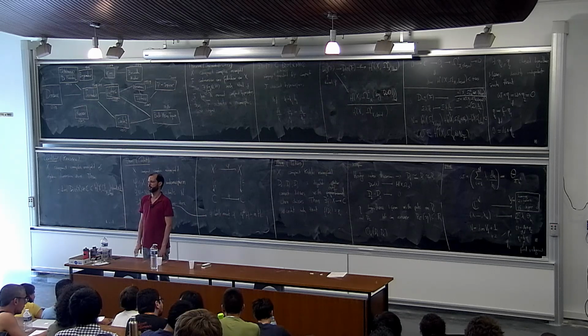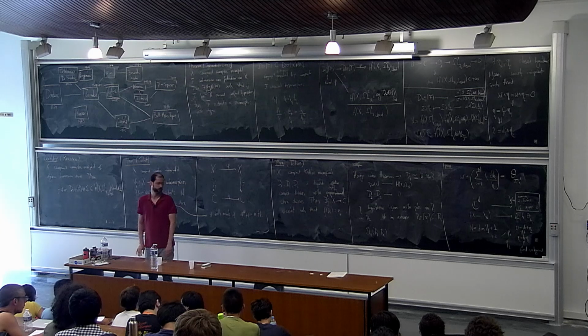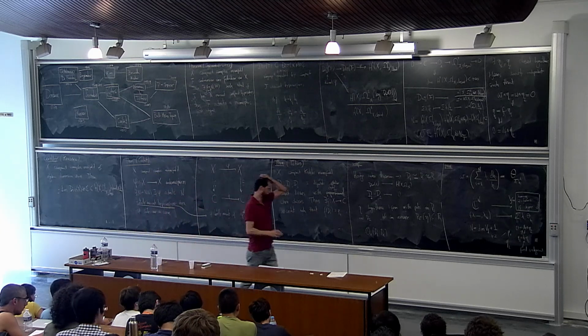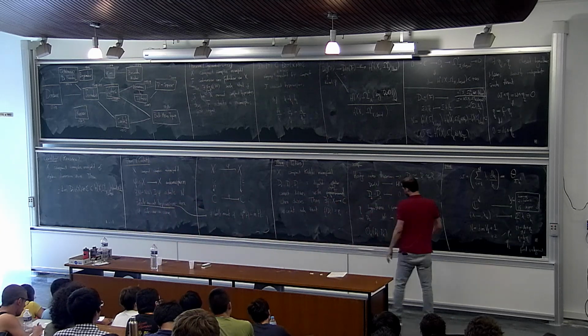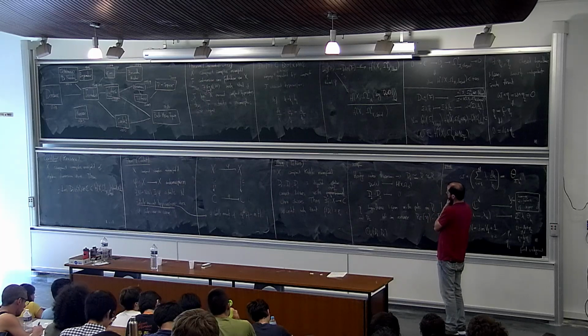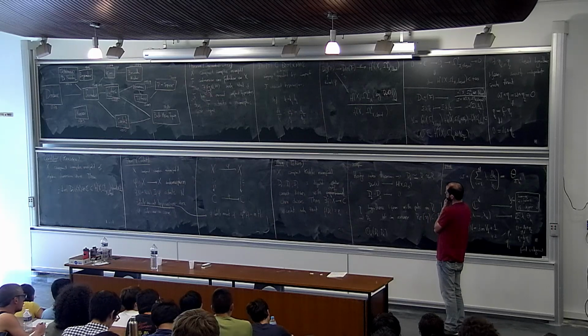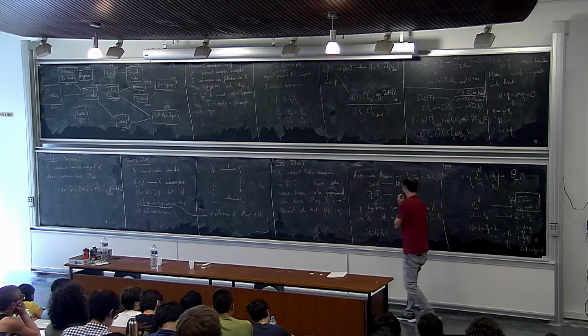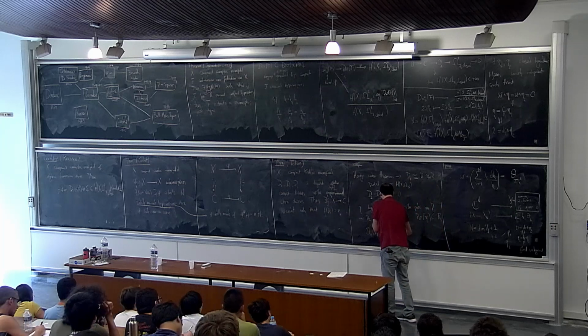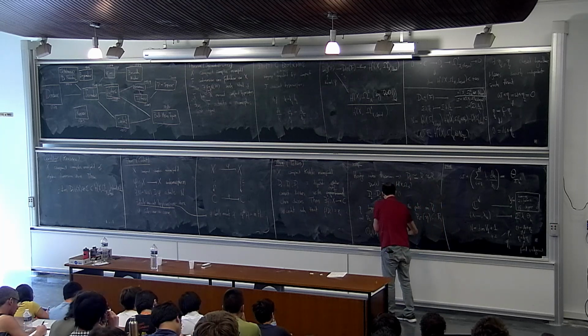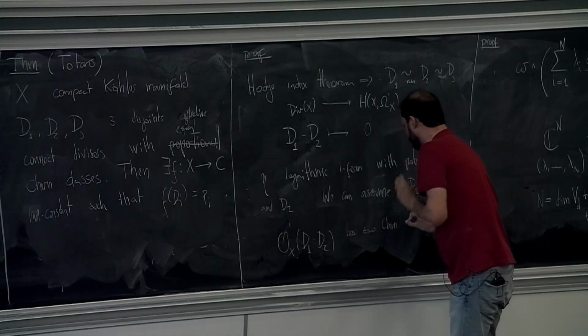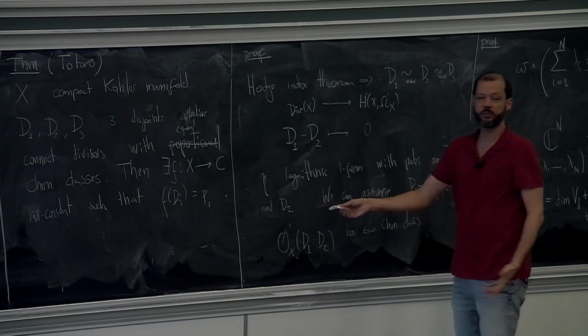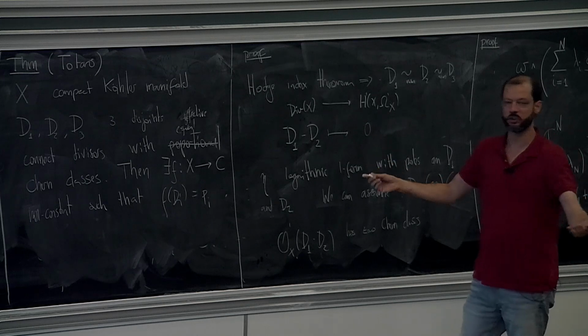Rational values. Doesn't make a big difference. We can get rid of torsion. Don't have to worry about torsion. And so this guy has zero Chern class. And since we are in the Kähler world, it admits a unique flat unitary connection.